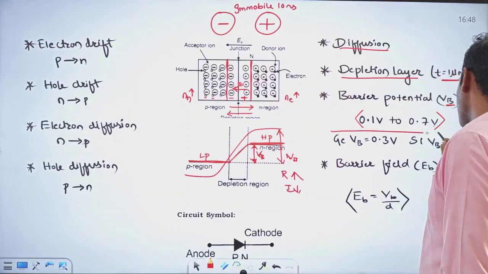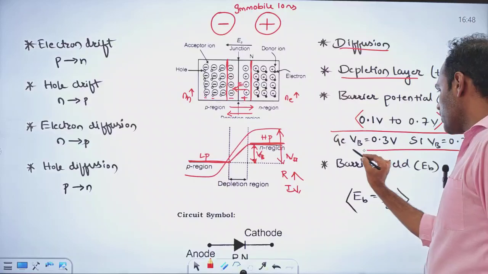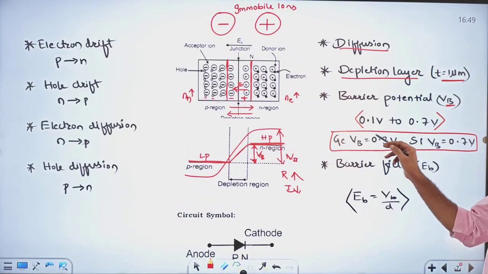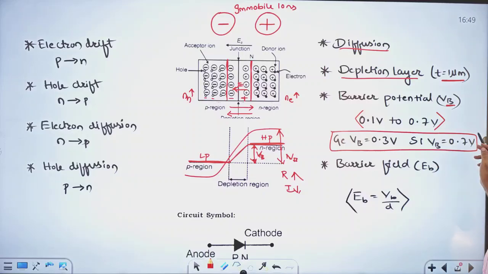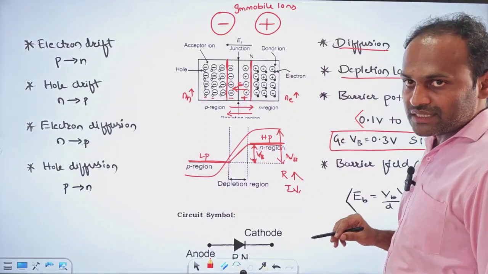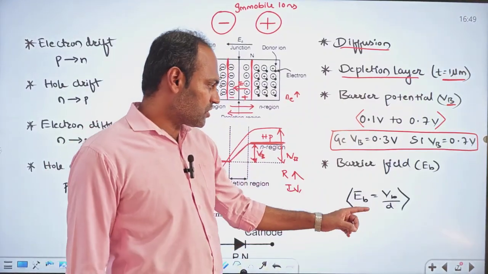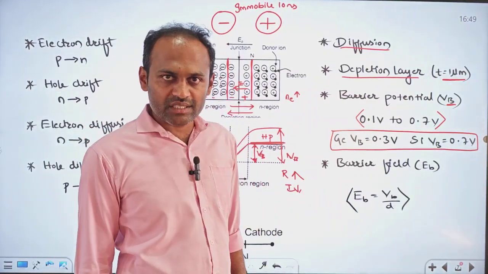For germanium barrier potential is 0.3 volt and for silicon barrier potential is 0.7 volt. Right? Next, the relation between barrier field and barrier potential. E is equal to minus dV by dx, ಅಂತ ಗೊತ್ತದೆ ನಿಮಗೆ.